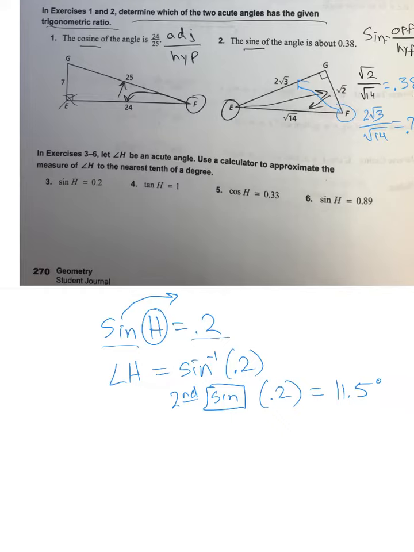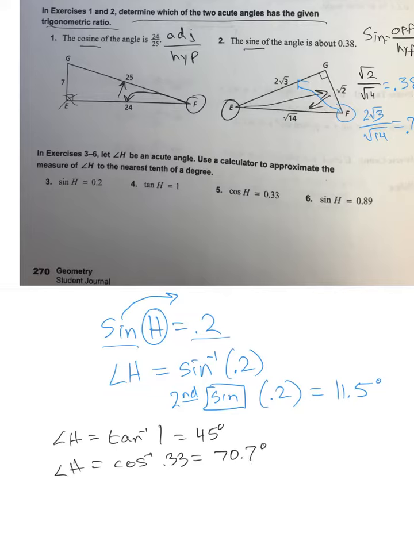All right, so let's do number 4. So number 4, you're going to do the arc tangent. So angle H here is equal to the arc tangent of 1. So second tangent 1, that equals 45 degrees. Number 5, angle H is going to be the arc cosine of 0.33. So second cosine 0.33, and that is 70.7 degrees.